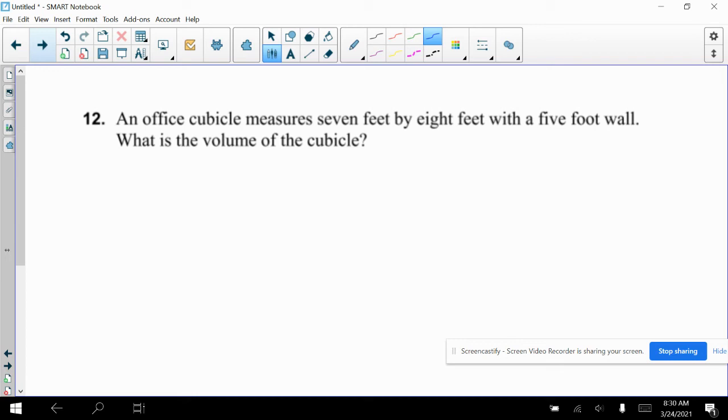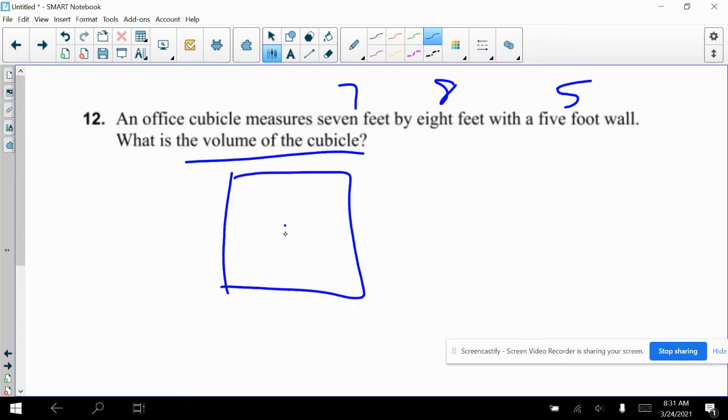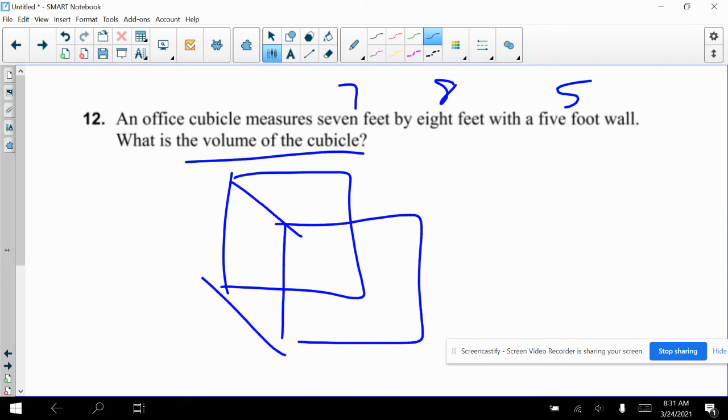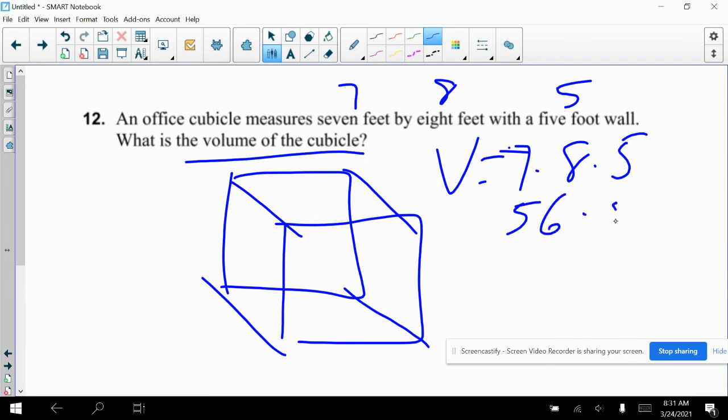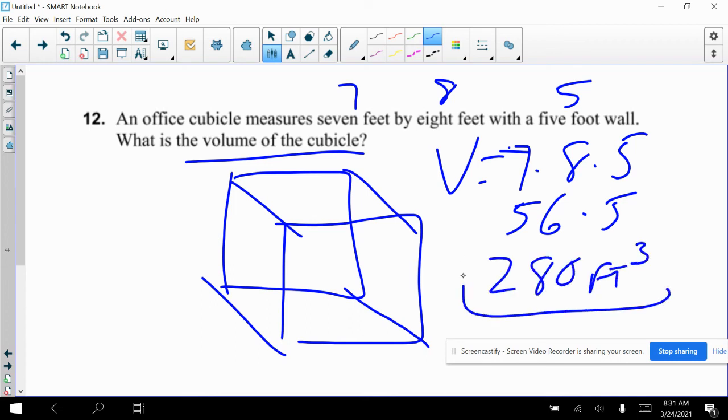Okay? The office cubicle measures 7 feet by 8 feet by 5 feet. What is the volume of the cube? Yeah, I know, Mr. Fisher, but you told me that the volume is just 7 times 8. All you got to do is multiply them together. I know that. But you're going to see here in a minute, you need to draw a picture. Okay, 7 times 8 is 56 times 5. That gives us 280 feet cubed.